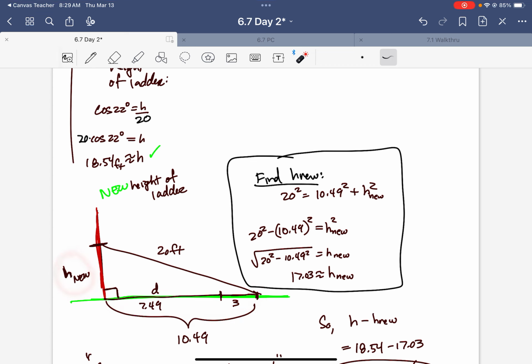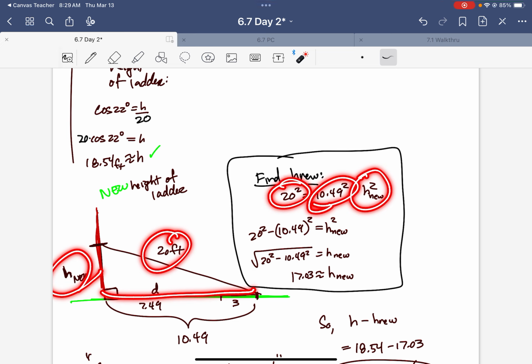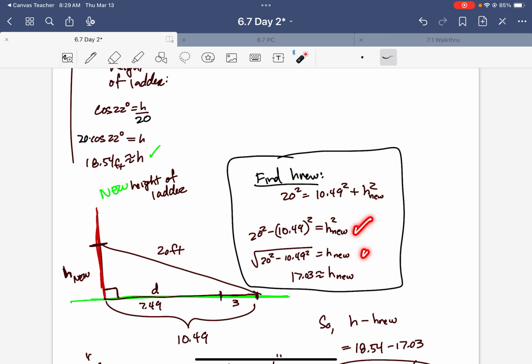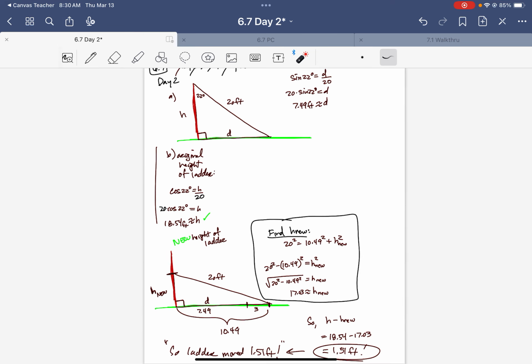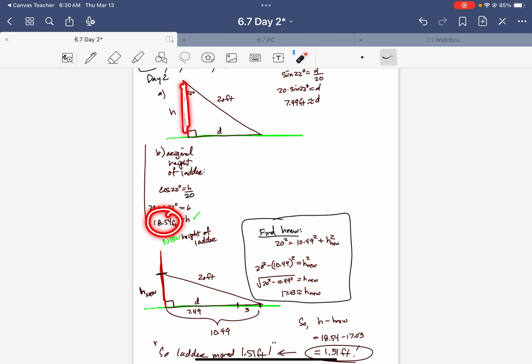So if I want to know how high up the ladder is now, I can take 10.49 squared plus h new squared is equal to 20 squared and find that new height. When I do, using the Pythagorean theorem, I get that this is approximately 17.03. Well, that means I can take the original height of 18.54 and subtract the new height of 17.03, and I get this distance here, which is 1.5 feet, which is about how far the ladder fell when this bottom got kicked out 3 feet. It fell down about 1.59 feet.